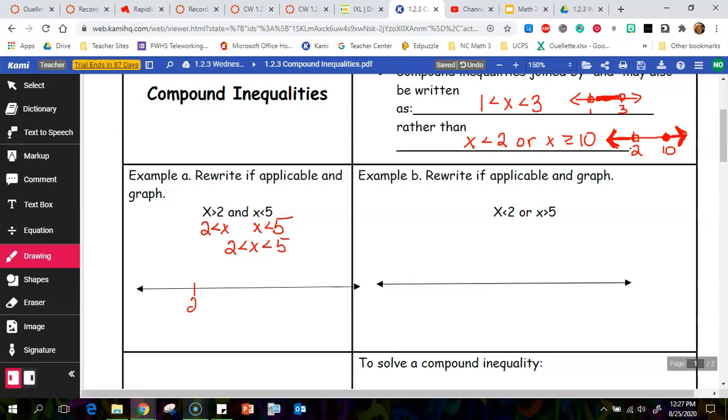And the way we would graph that, open circles on both of them. And then I'm going to see if I can be a little bit easier to do this. There we go.